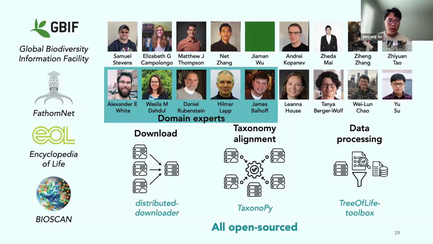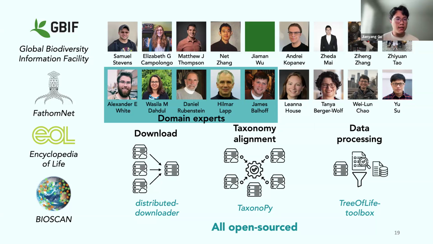So I led a team of about 20 people, and we work with domain experts. We curate data from four sources: GBIF, FathomNet, Encyclopedia of Life, and Bioscan. We develop a series of tools, including downloading these data from different cloud servers. We align the taxonomic labels across these sources, and we process the data to get rid of some data that we do not want. For example, there are some images containing human faces, and we excluded those images from our training.